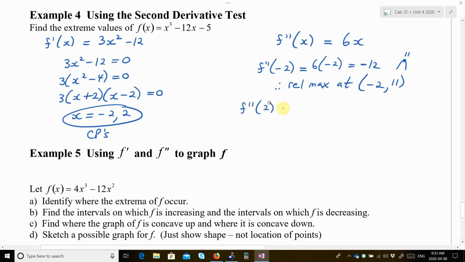F prime of 2, 2 is the other critical point, is 6 times 2, which is 12. That's positive, so the graph is concave up. Happy. And so then we have, therefore, a relative min at 2 is the x value. The y you have to get by plugging into the original function. 2 cubed is 8, minus 24 is negative 16, minus 5 is negative 21. And so that's an example of using the second derivative test.